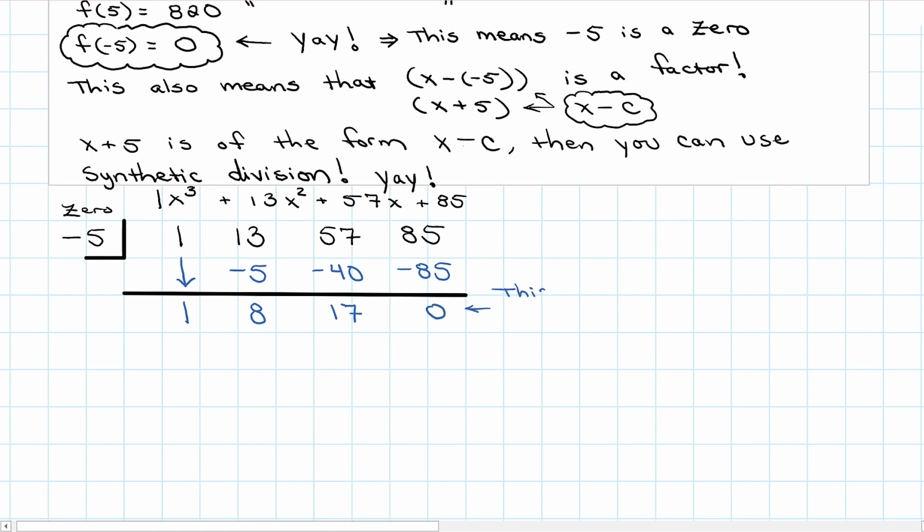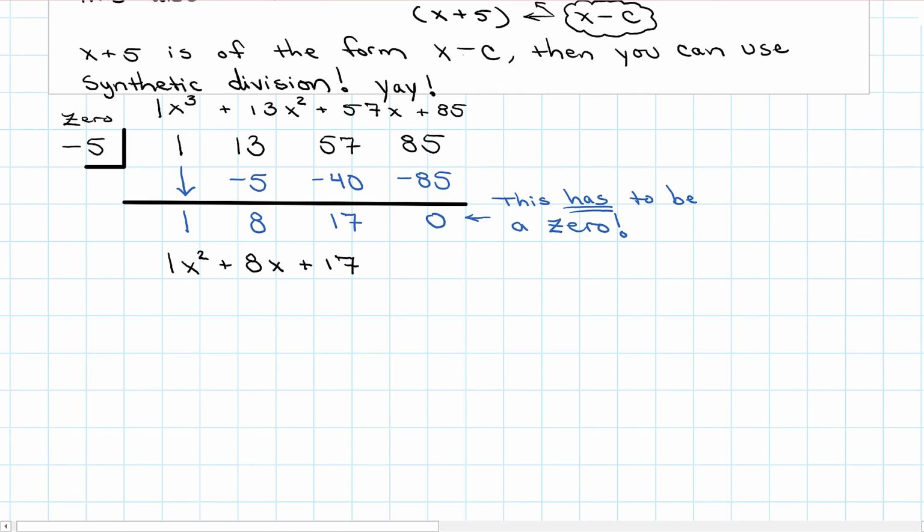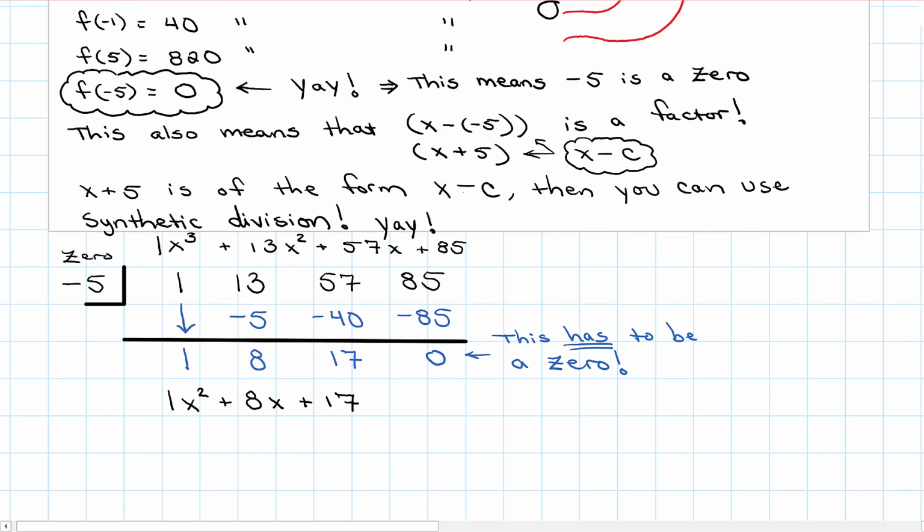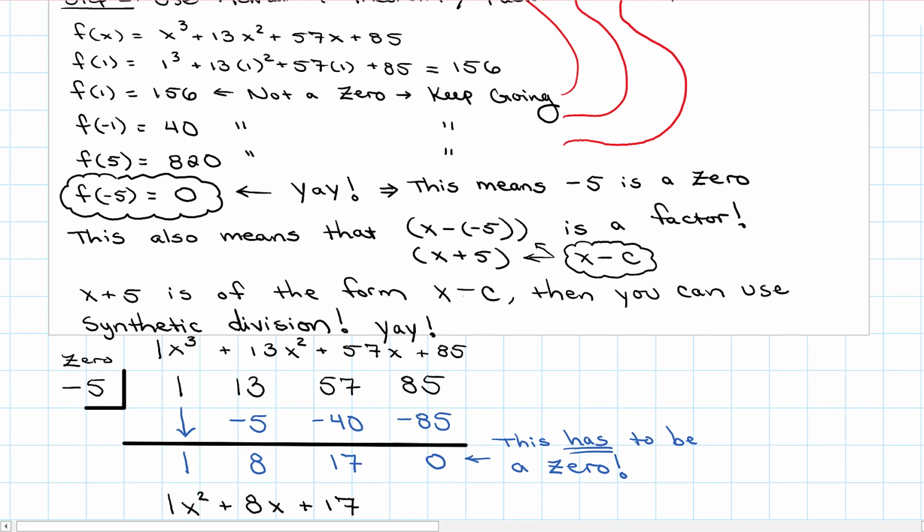Yay. Once again, this better be a 0. It has to be a 0 because that means the factor we chose divides evenly into our polynomial function, and it gives us a nice polynomial as the quotient with no remainder. That's what your goal is. So our polynomial factor that's left over is x squared plus 8x plus 17.